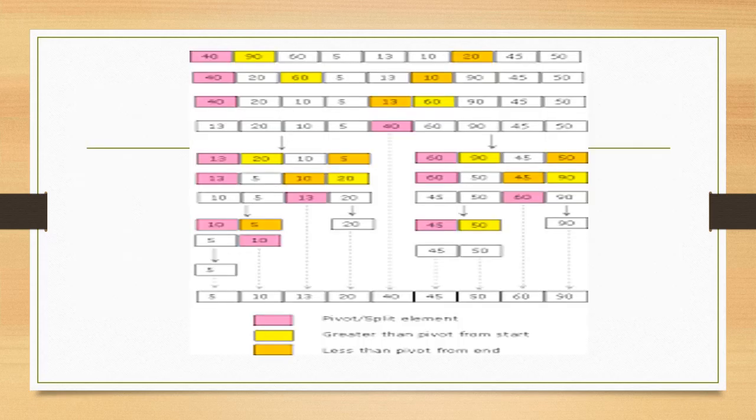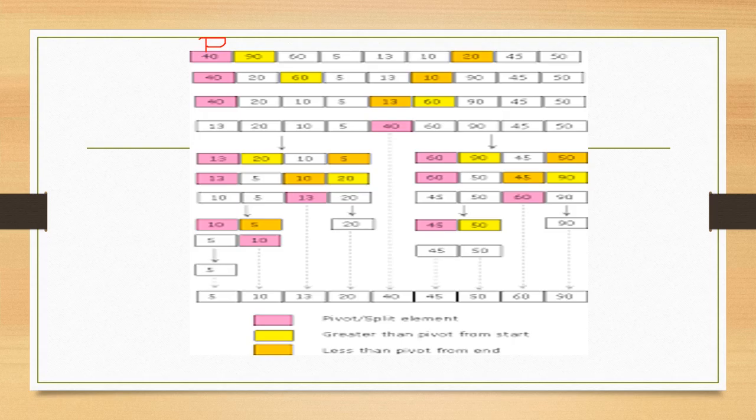For that I have taken an example set of 9 elements. First I have chosen the pivot element as 40. Okay, so the initial element is taken as the pivot. The pivot can be either the starting element, the end element, or a middle element. It absolutely depends on the choice of the user, whoever is solving the problem.